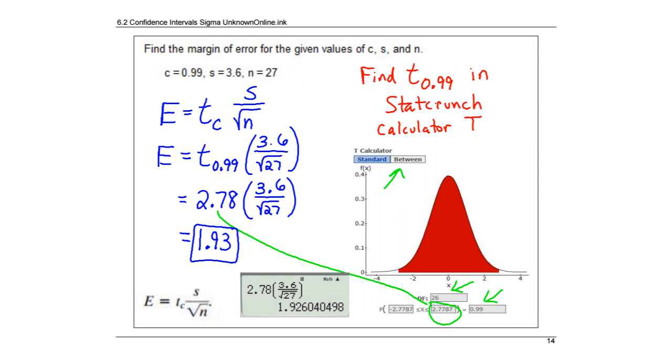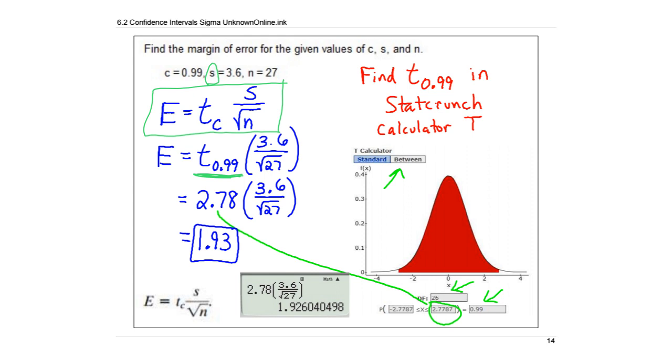All right, this problem is asking me for the margin of error. It gave me C, S, and N. As soon as I see that I have S and I do not have sigma, I know I'm going to have to mess with T. And so I'm going to grab my formula here for the margin of error for the T distribution. But before I can do that, I have to use calculator T because I have to find T of 0.99, right? We have Z of 0.99 on our resource sheet, but not T.